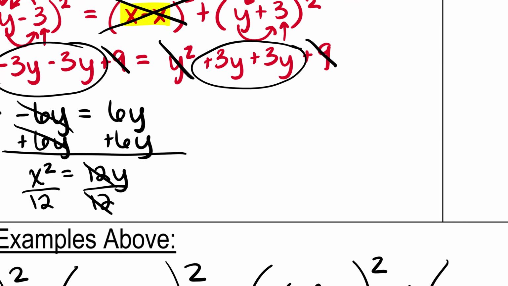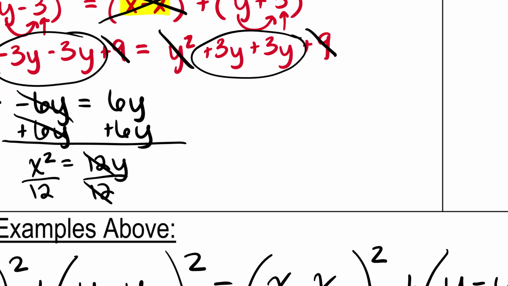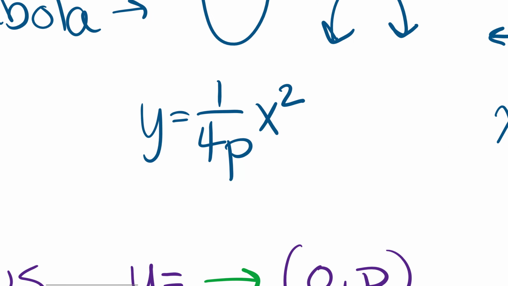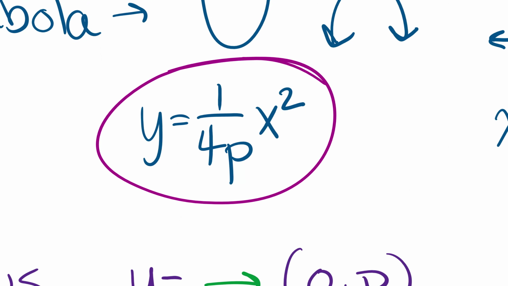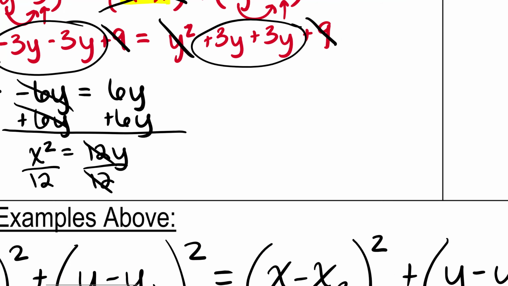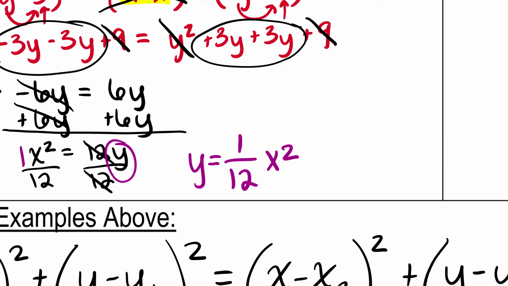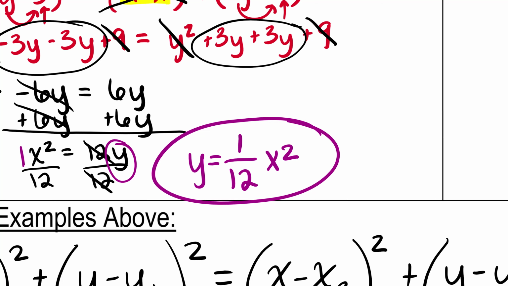So before I write my final answer, just real quick, here's my equation I'm trying to get to right here. Y equals 1 over 4p or something, right? X squared. So notice I'm going to have y right here, so that's y equals, if I have no number in front of x squared, that's a 1. So it's 1 over 12, and then x squared. That would be my equation I'm looking for.